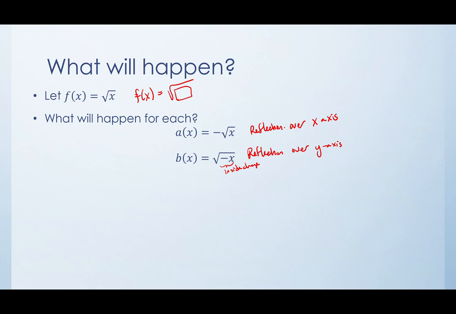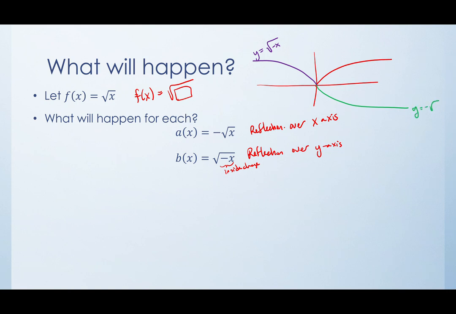So our normal function would look roughly like that, and reflected, square root of negative x is going to do this. Square root of negative x, right? Versus negative square root of x, which would be looking like this. So we'll say y equals negative square root of x. And then of course we'll have y equals square root of x.